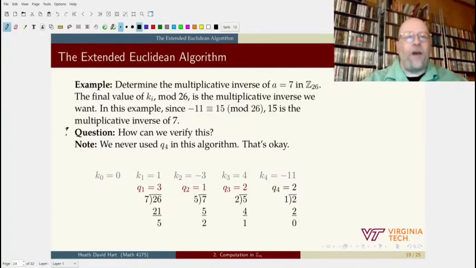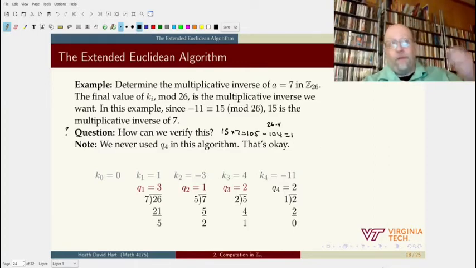Question here is, how can we verify this? We can multiply them together. 15 times 7 is 105. And 105 minus 104 is equal to 1. And 104 is 26 times 4. So if we subtract 26 four times, we end up down at 1. And so 105 and 1 are in the same column, mod 26. 4 rows apart, but they're in the same column.